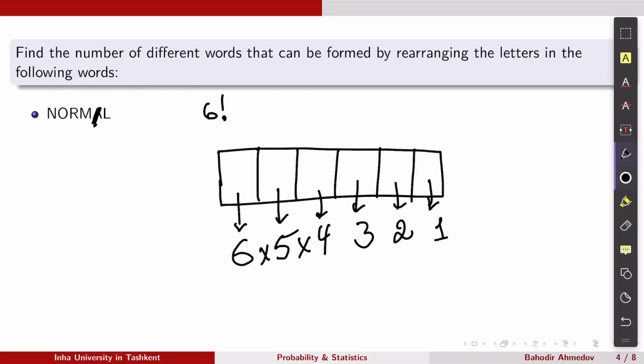And according to the counting rule, we just need to multiply those numbers. It's going to be 6 factorial. So the number of words which can be created by just permuting 6 different letters is going to be equal to 6 factorial.